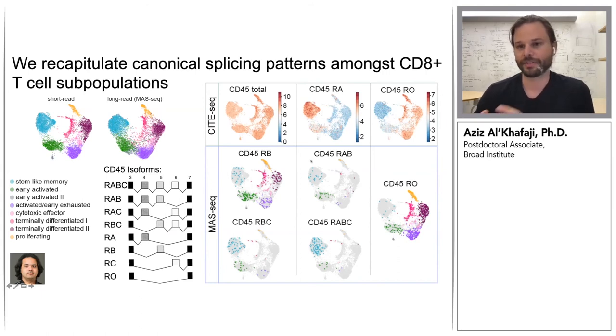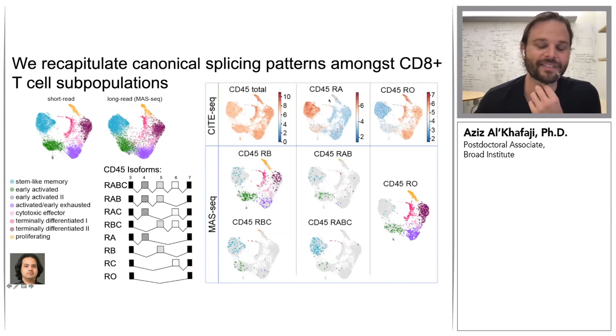And so in addition to CD45 analysis using MAS-seq, we as well did an orthogonal protein measurement called CITE-seq, which uses antibody tags. And specifically, these were specific for total CD45, CD45RA, and CD45RO. And so I'll go over the CITE-seq data first. We can see our total expression is fairly uniform throughout the population.